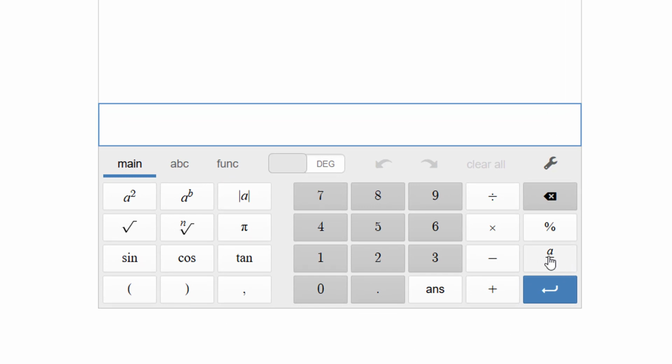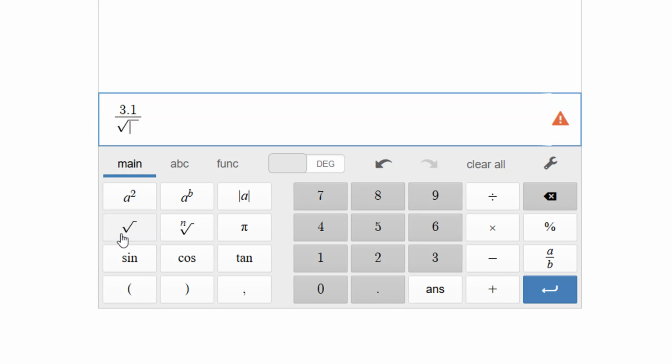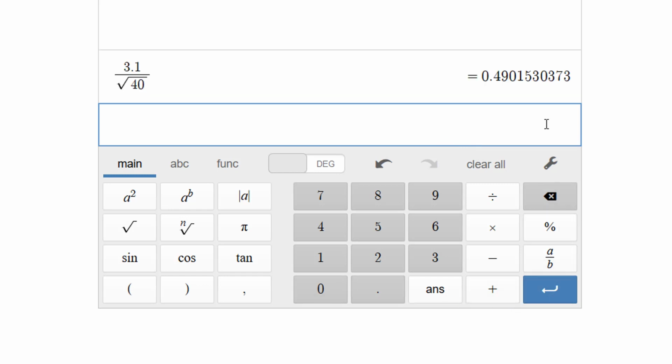All right, now here we are at the Desmos calculator. I'm going to first hit this fraction button because overall it's a fraction. Up in the numerator, we have 3.1. I click down into the denominator and hit the square root button and put a 40 underneath that square root. And then I hit enter, and it says that its standard error is 0.49 approximately.